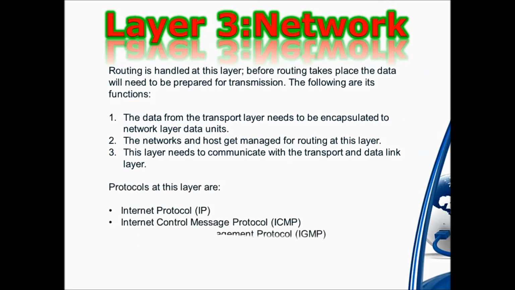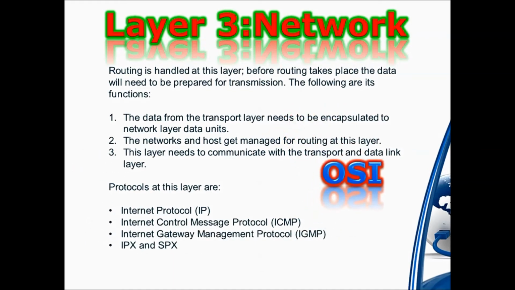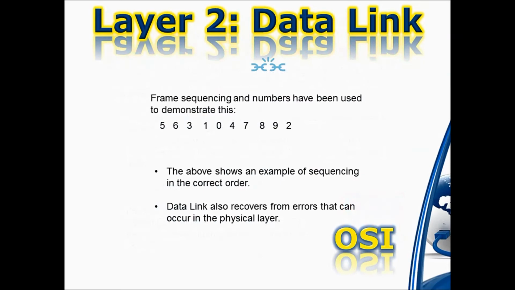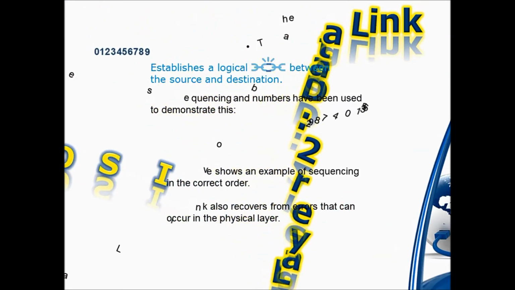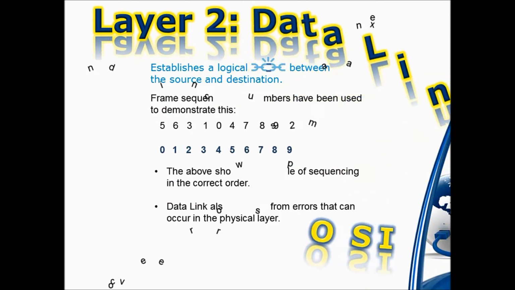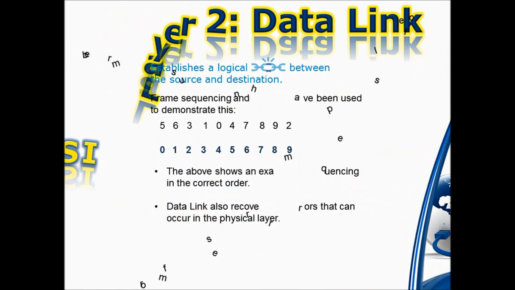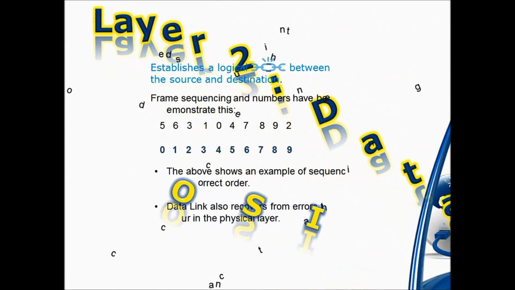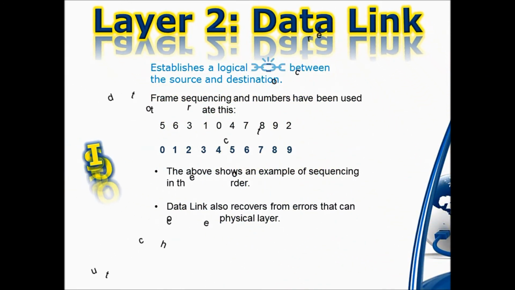Data from the transport layer needs to be encapsulated into a network layer data unit. The networks and hosts get managed for routing at this layer. This layer needs to communicate with the transport and data link layer. Protocols at this layer are IP, Internet Protocol, Internet Control Message Protocol, ICMP, IGMP, IPX and SPX.